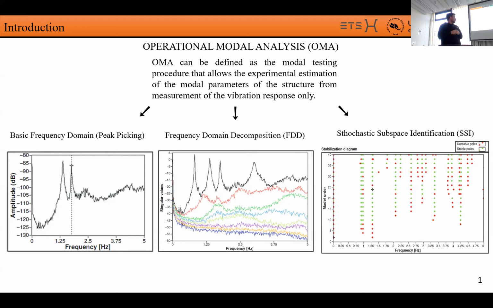We have a lot of methodologies that we could use in OMA. For example, basic frequency domain decomposition, and stochastic subspace identification. From all the methodologies, I decided to use the last one.